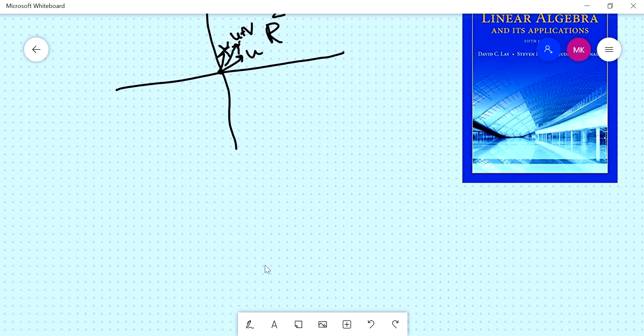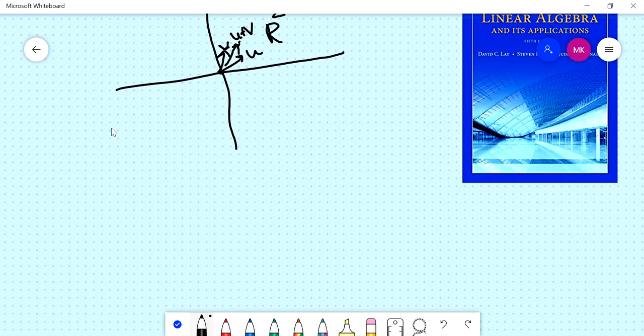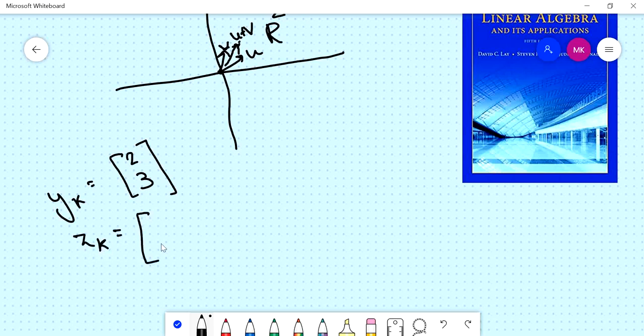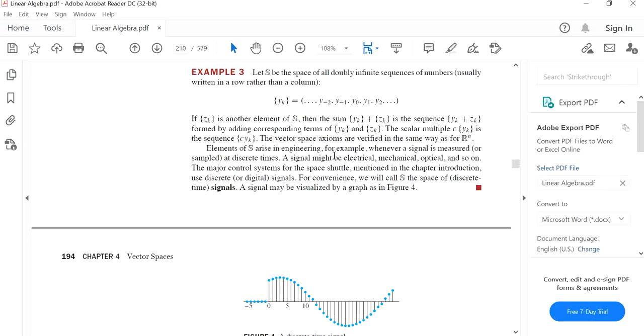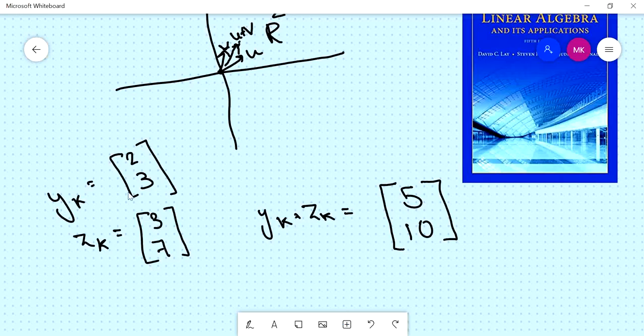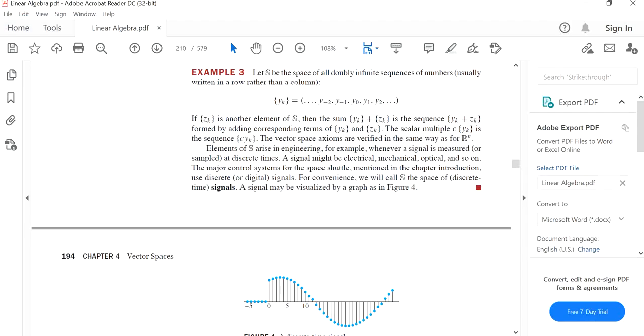So basically, say if we have yk equals 2, 3 and zk equals 3, 7, then yk plus zk is formed by adding the corresponding elements: 5, 10, and this would also be present in that infinite sequence. The scalar multiple similarly will also be present, because you can just multiply, say, this by 2 here, you will get 4, 6, and that would also be present in that doubly infinite sequence.